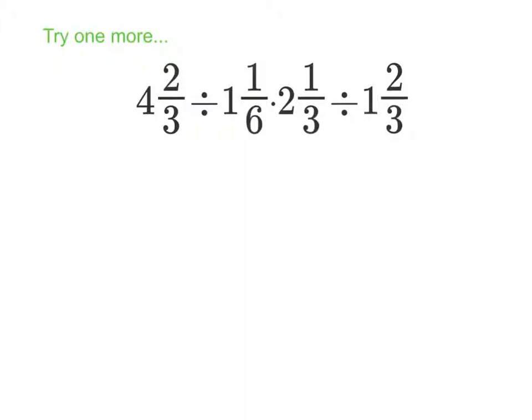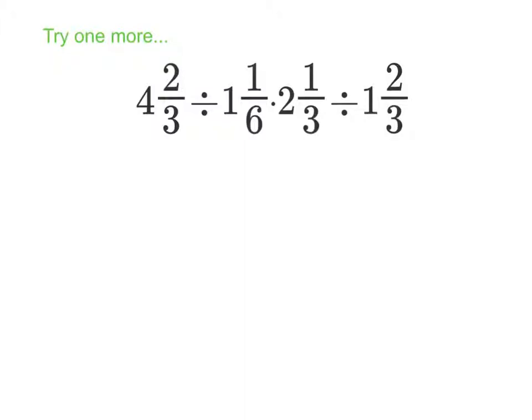Alright, I'd like you to try one more. This one has both division and multiplication, so remember that on the division you need to keep, change, flip. Get it all as a multiplication problem, look for things that will cancel, and then multiply.